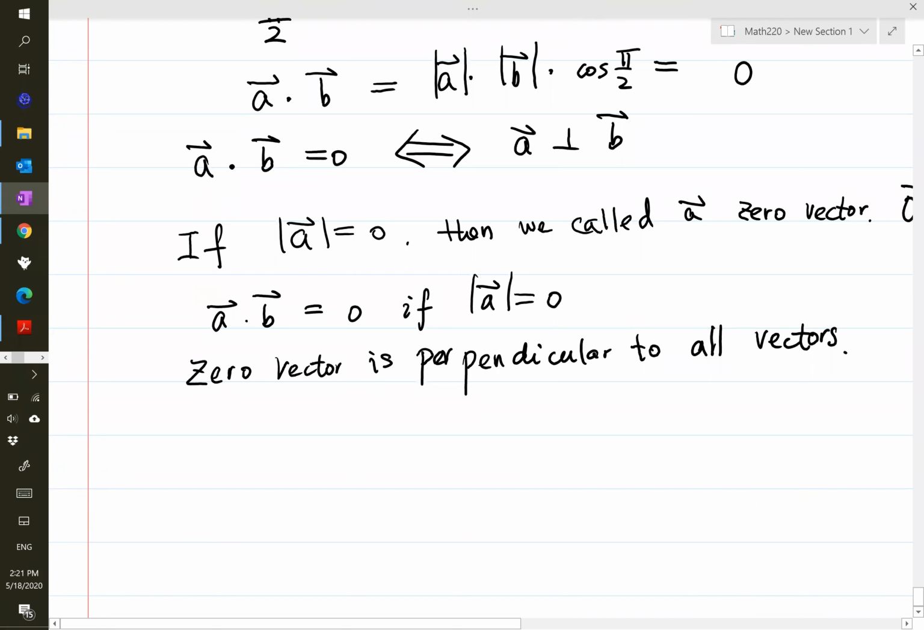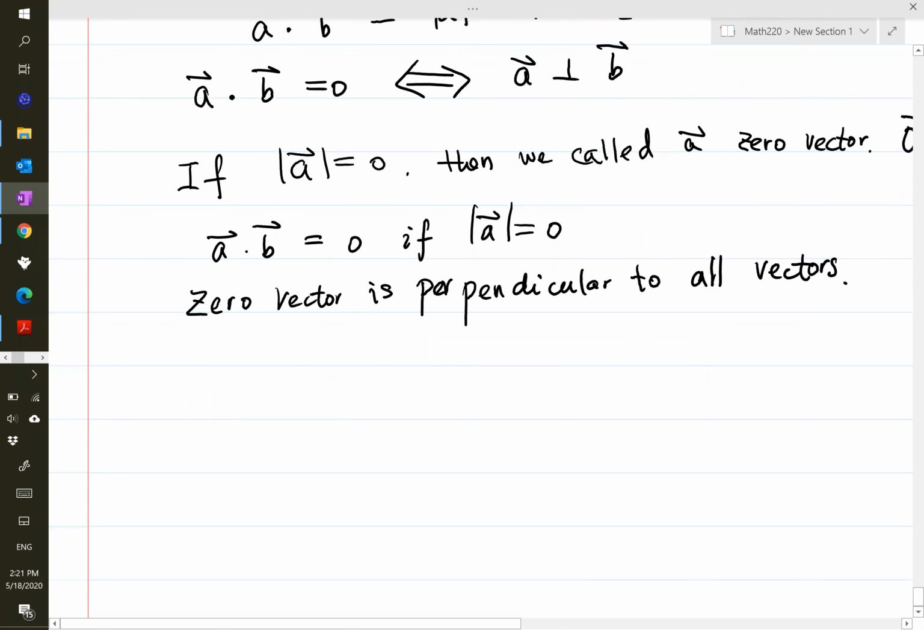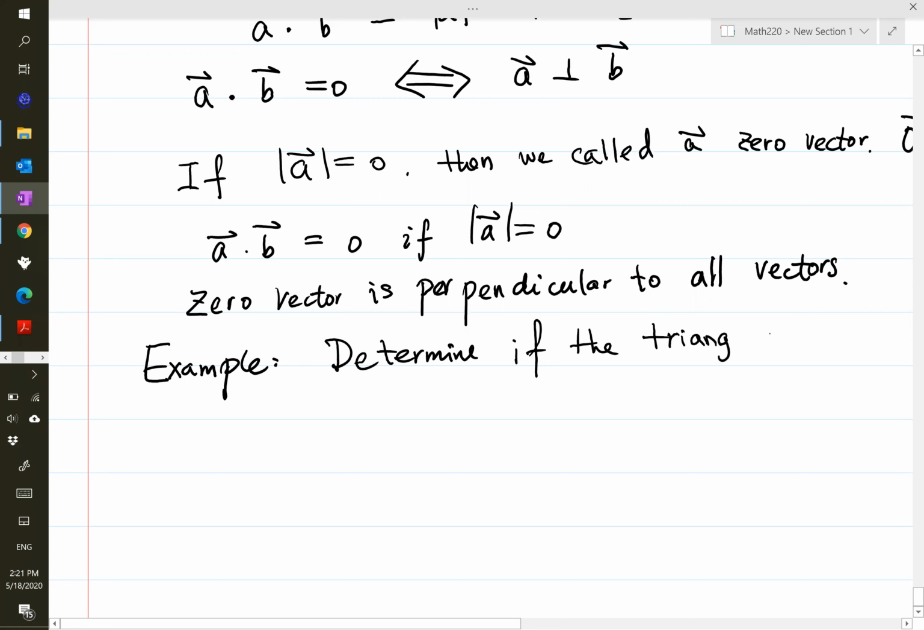Now we give one example. How do we use vectors to determine the geometric condition of whether two lines are perpendicular? Let's see one example. Suppose we have three points in space, a triangle with vertices P, Q, R. Suppose we know the coordinates.